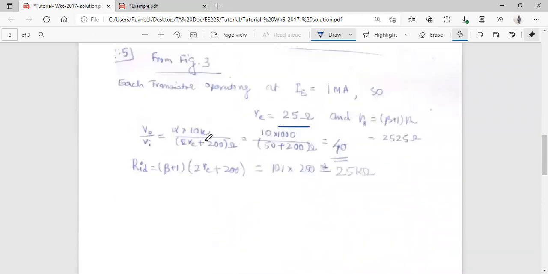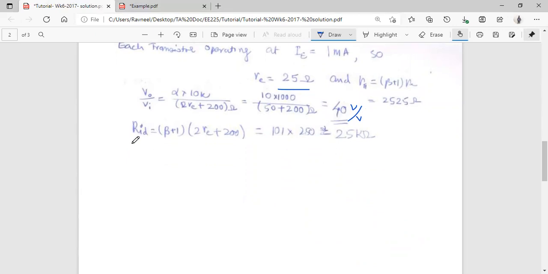Again, if our alpha is 1, our RC value is 10,000, so 10 times 1,000 upon 2 times small RE. 2 times small RE is 50 ohms, plus the shared RE is 200. So evaluating our differential voltage gain, that is going to be equivalent to 40 volt per volt. Don't forget about the units, right?